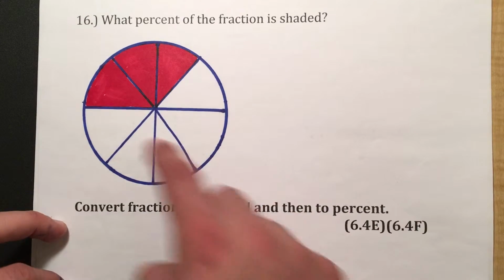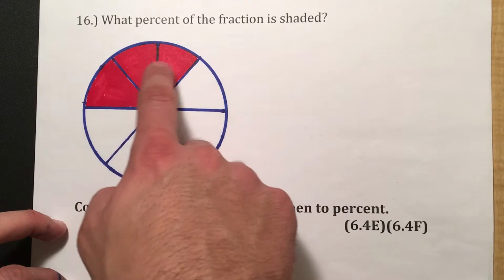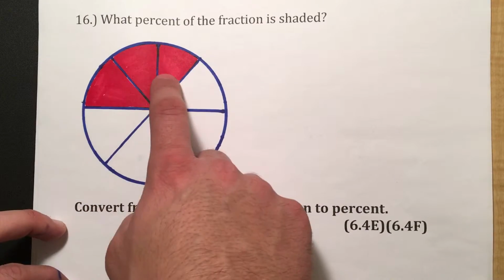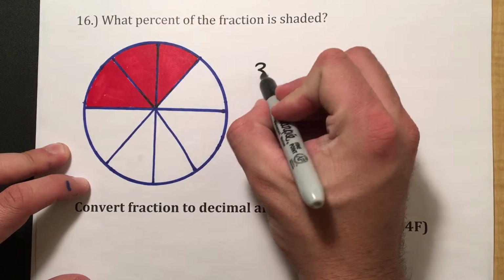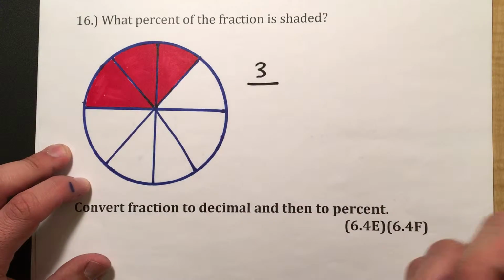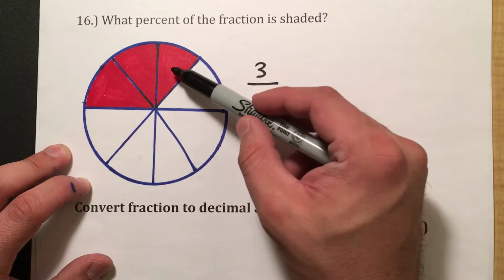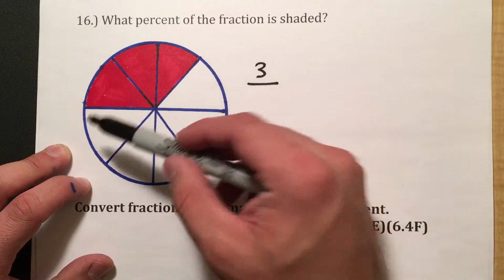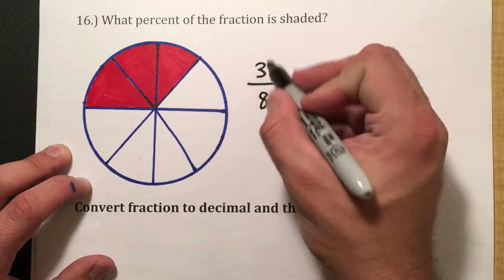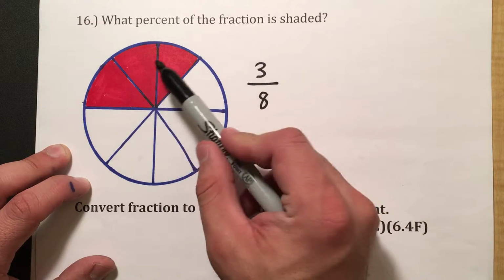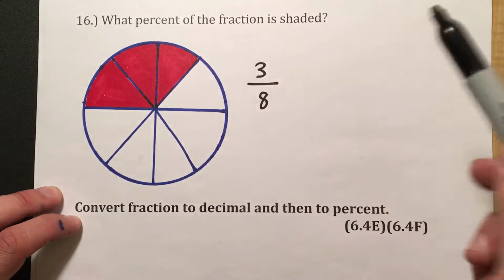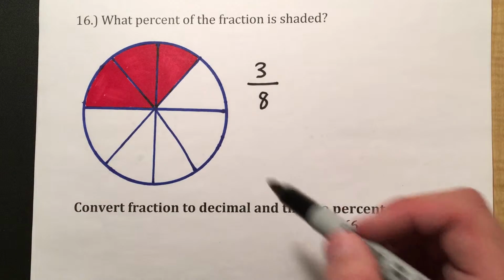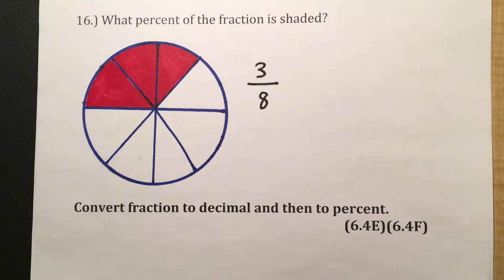So if we see here, we have 3 parts that are shaded out of how many equal parts? Got 3 out of how many equal parts? So let's count them. 1, 2, 3, 4, 5, 6, 7, 8. Again, where did this 3 come from? Well, we've got 3 parts that are shaded out of a total of 8 equal parts that our whole is divided into. So now we've identified our fraction. We're going to change it to a decimal and then to a percent.